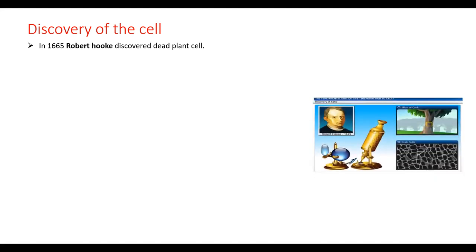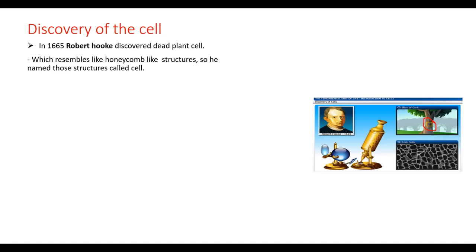Let us now discuss the discovery of the cell. Who first discovered the cell? In 1665, Robert Hooke discovered a dead plant cell from an oak tree. Here in the picture, I am showing it with the red mark. This is the bark of the oak tree. He took a thin slice of cork from the bark of the oak tree. When he observed it under a self-designed microscope, it resembled honeycomb-like structures.